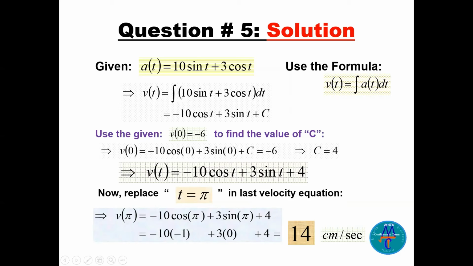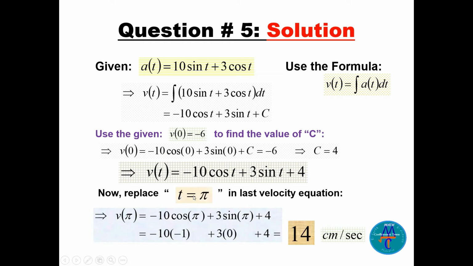Now here we have to find capital C for the velocity function. We use the given v of 0 is equal to minus 6. So I replace t by 0, equals minus 6. So minus 10 cosine of 0 plus 3 sine of 0 plus C is equal to minus 6. Sine of 0 is 0, cosine of 0 is 1. So take minus 6 to the other side, minus 10 on the other side becomes 10, minus 6 will be 4. C is equal to 4. So v of t is equal to minus 10 cosine of t plus 3 sine of t plus 4.